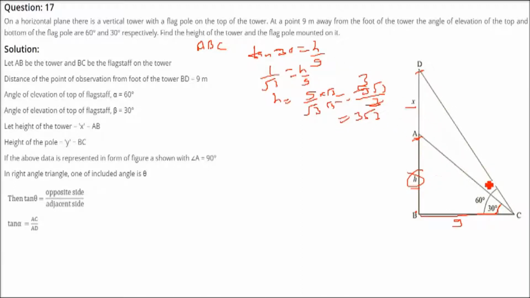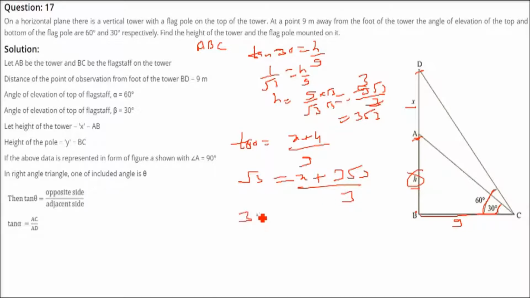3 root 3. Then coming to the second equation, that is 60 degrees. So tan 60, I am writing. Tan 60 is x plus h, that is the whole triangle we are taking, DBC. So x plus h by 9. Tan 60 is what? It is root 3. X plus h, we found out, is 3 root 3 by 3. So take this here, 3 root 3 equal to x plus 3 root 3.